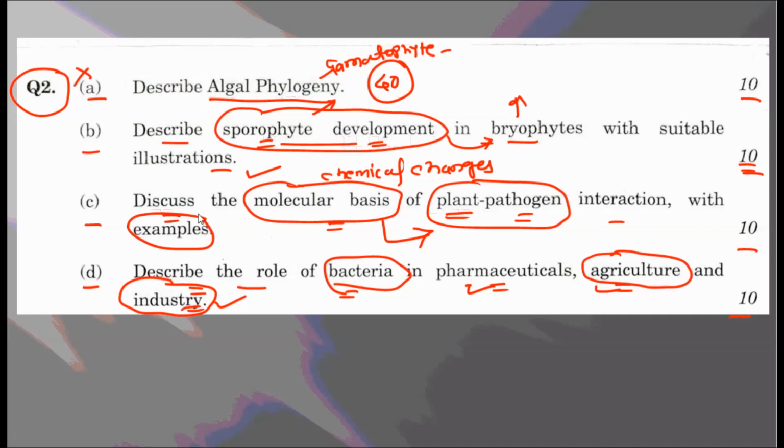All right. So in this question, you have to write the role of bacteria in pharmaceuticals, how they are useful in pharmaceuticals, how bacteria are useful in agriculture, and how bacteria are useful in the industries.